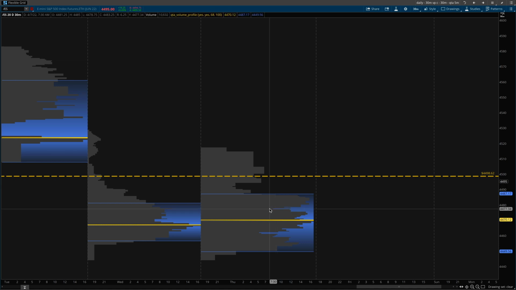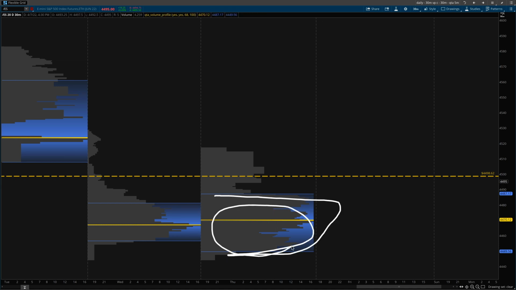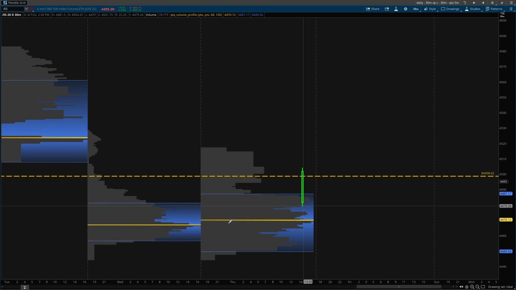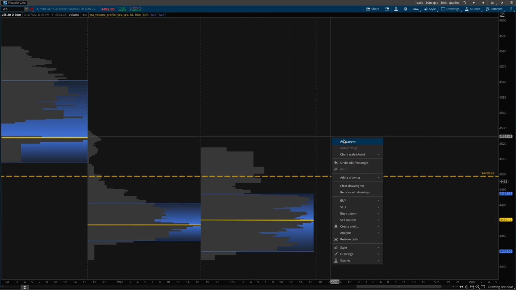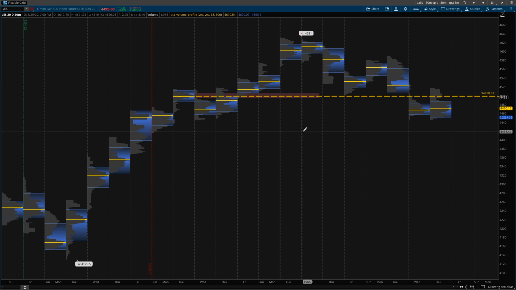If we come to this day right here, I don't really pay that much attention. This is a little crazy. It's pretty balanced. There isn't a tremendous amount of edge, in my opinion, looking at these types of profiles. So whenever I see those types of days, especially when I'm looking for the larger moves, I'll tend to disregard that.